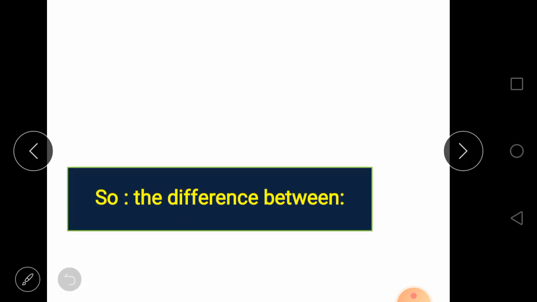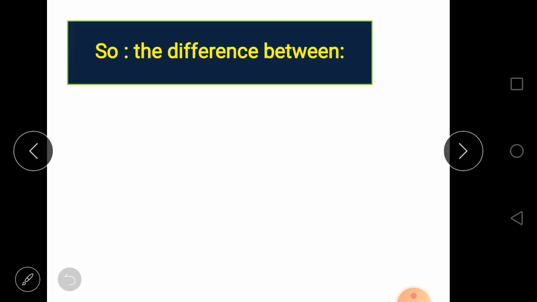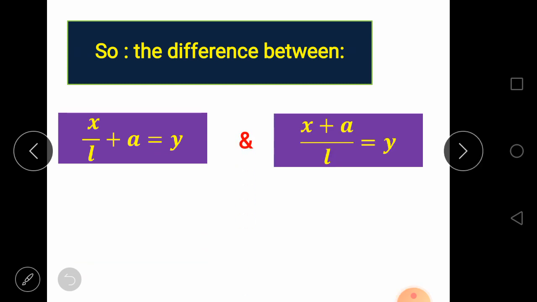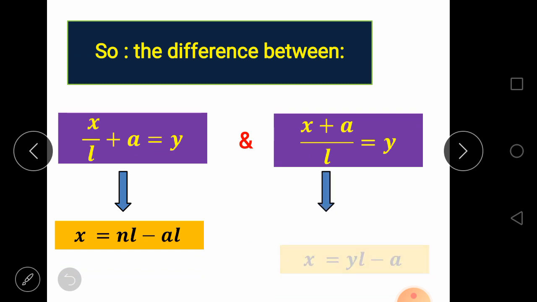Then we summarize the difference between x over L plus a equals y and x plus a over L equals y. The first equation gives x equals yL minus aL, and the second equation gives x equals yL minus a. So you can easily differentiate between them both.